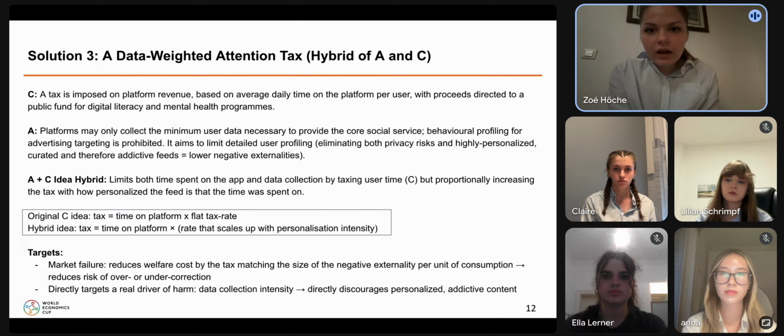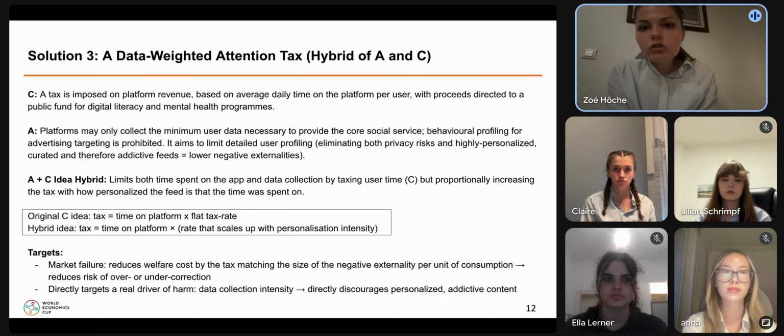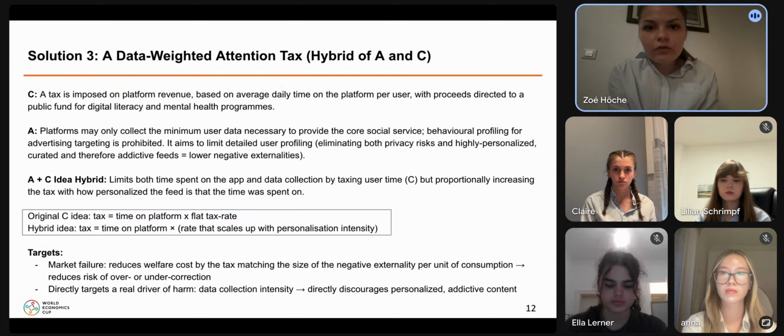The idea for the A and C hybrid is that we limit both the time spent on the app and the data collected by taxation of user time, which is what C proposes, but proportionally increasing the tax with how personalized the feed is that the time was spent on by the user, which aligns with the aims of A to limit detailed user profiling.